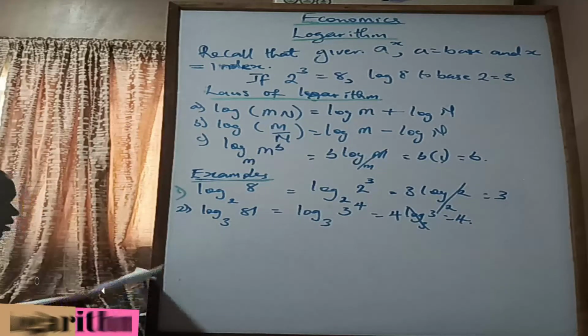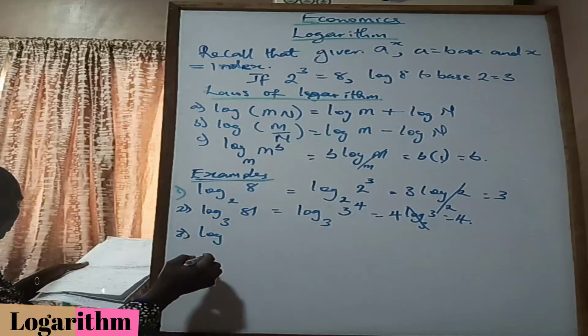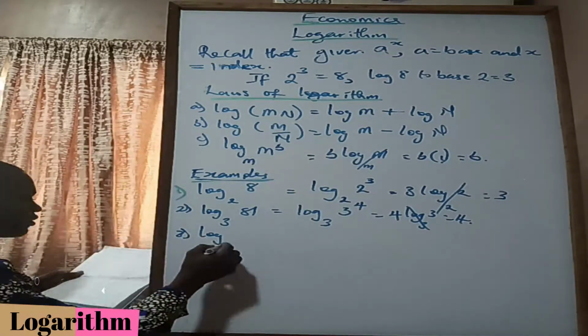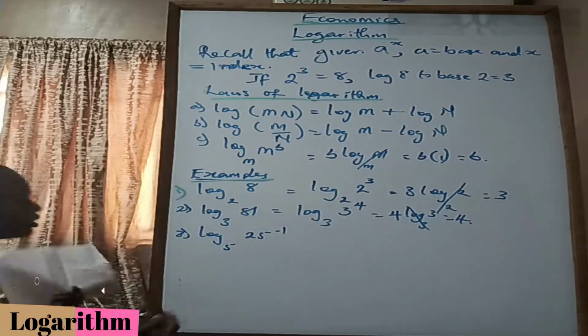So let me look at this other example here, where you have, let's say, log of 5 to base 25 raised to power minus 1. So how do you deal with this?